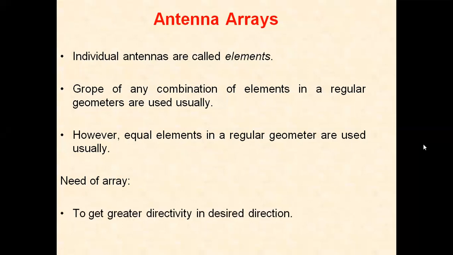Why do we need this array? To get greater directivity in a desired direction. That means the total field produced by an antenna array system at a distance from it is the vector sum of the fields produced by the individual antennas of the array system. So individual elements have their fields. If the array elements are placed in a regular manner, then the total field is equal to the vector sum of the fields produced by the individual antennas of the array system.